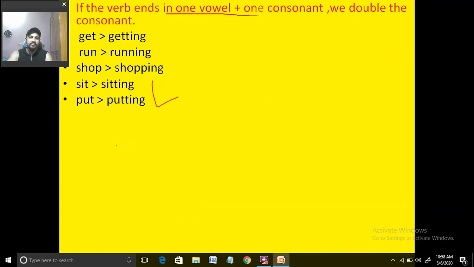Then if the verb ends with one vowel and one consonant, we double the consonant. You see here, one vowel, e and t. If the last consonant is preceded by a vowel, then the last letter is doubled. Run, running; shop, shopping, double p; sit, sitting. It even happens in the case of adjectives, like the way we form the adjective.